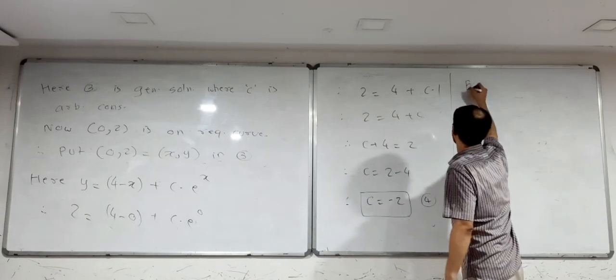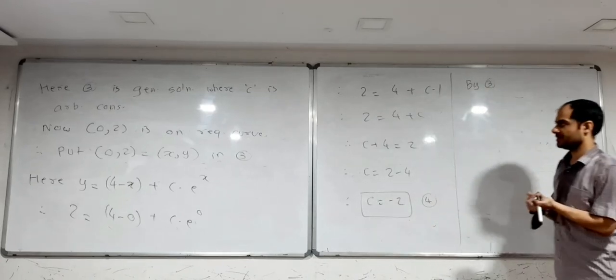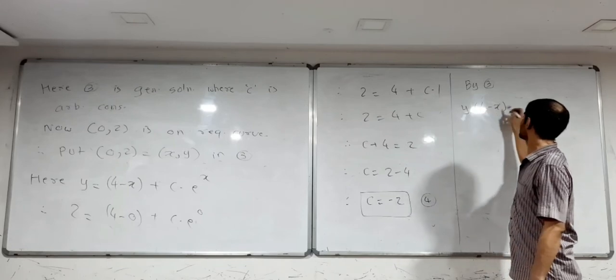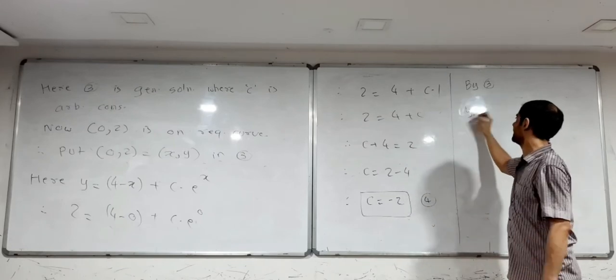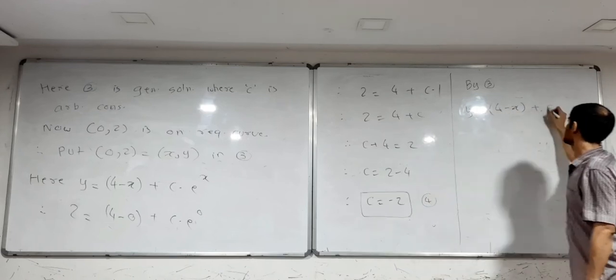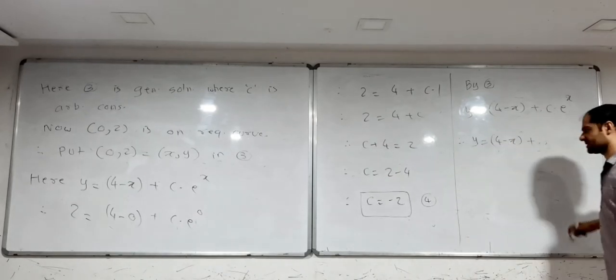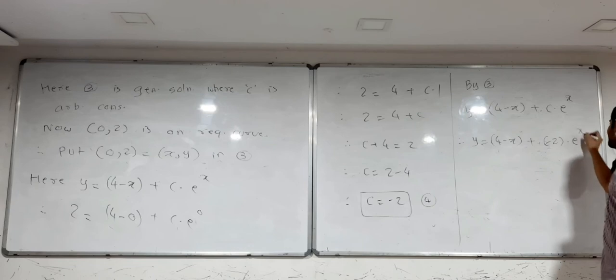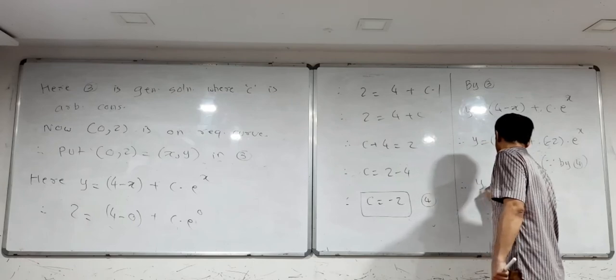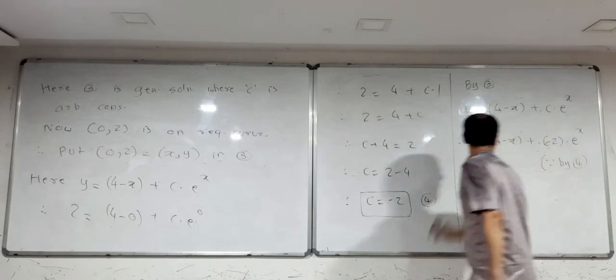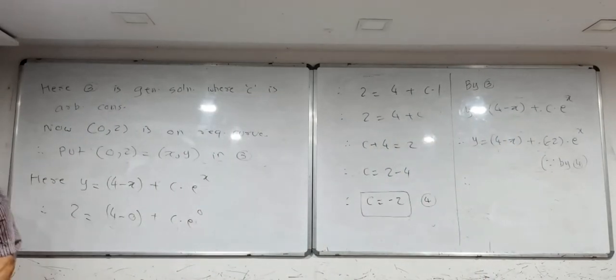Now by 3, क्या था रिजल्ट? y is equal to 4 minus x plus c into e raised to x. तो सब्स्टिट्यूट कर दो. 4 minus x plus c कितना है? minus 2 into e raised to x. Result number 4. So therefore, what is the required equation? y is equal to 4 minus x minus 2 e raised to x, that should be the answer. Y is equal to 4 minus x is perfect.